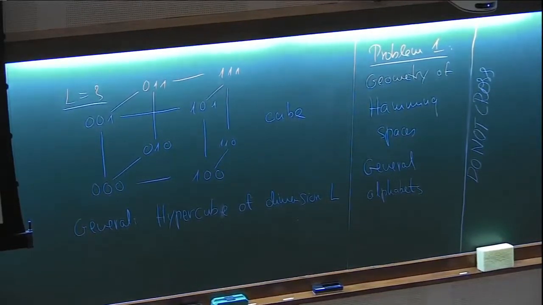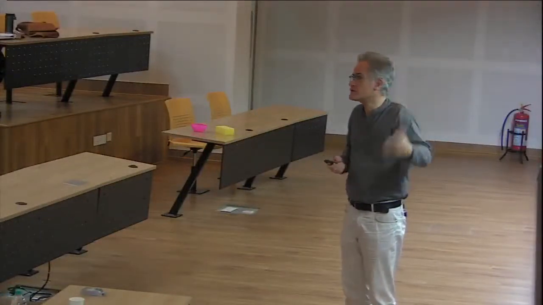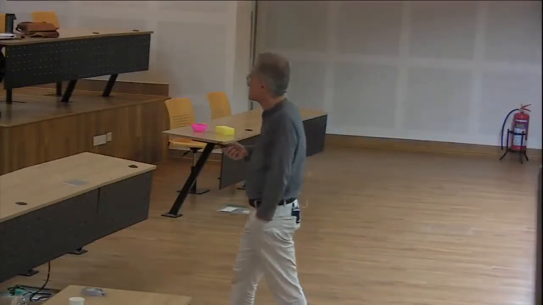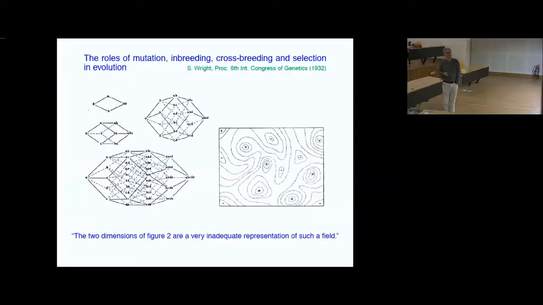Now, before going on, I want to do a little bit of history. As I mentioned yesterday, this concept of fitness landscapes was introduced by Wright in 1932 in a publication. And interestingly, in that publication, you can already find these hypercubes. This is this famous paper. The title is The Roles of Mutation, Inbreeding, Crossbreeding, and Selection in Evolution.